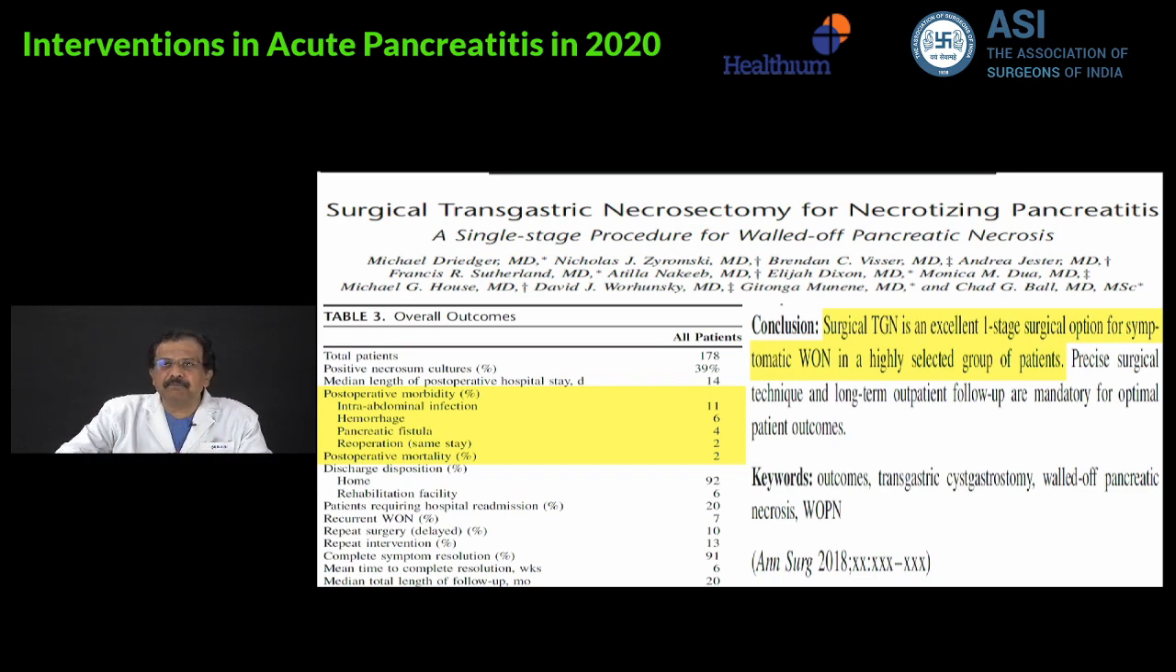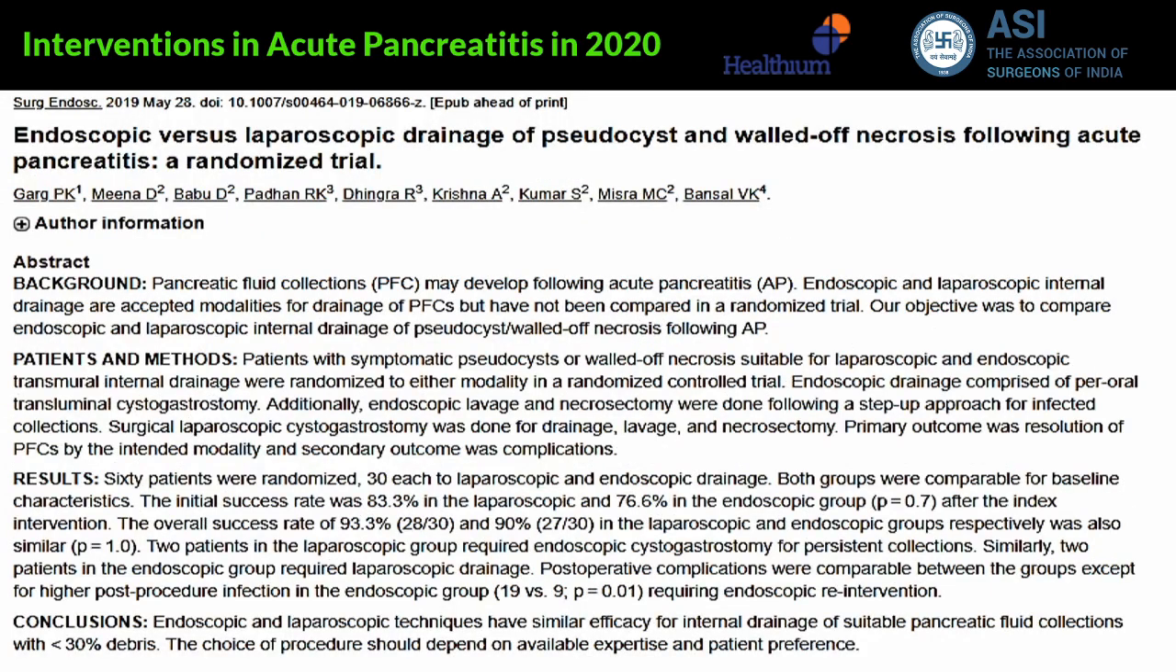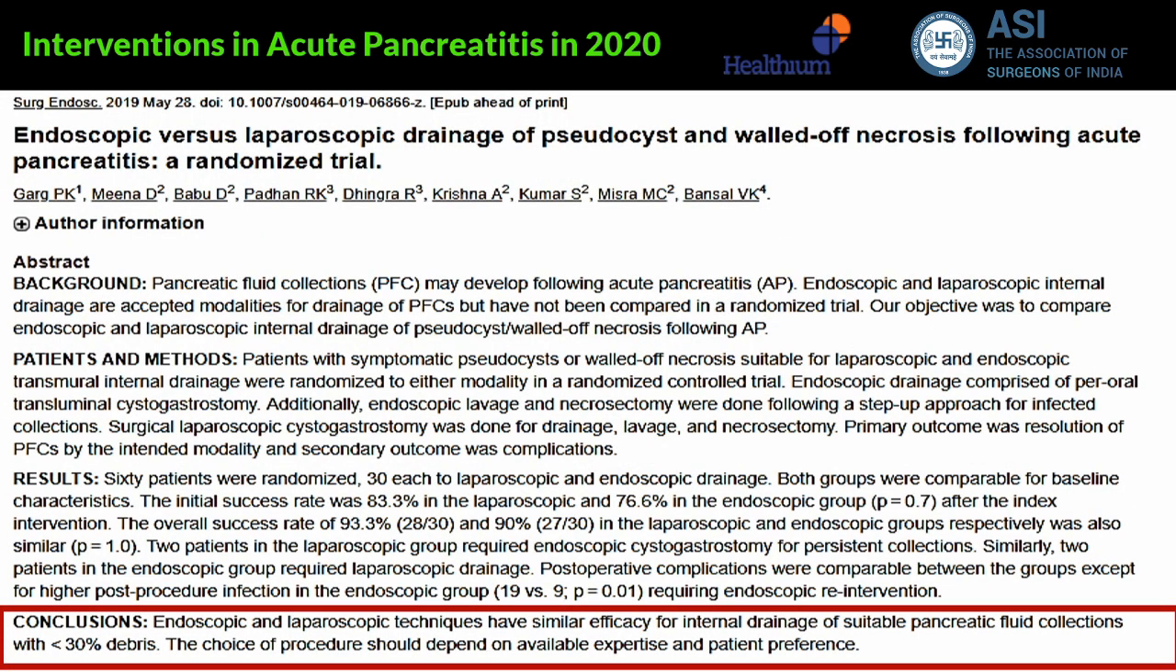If these patients were to be compared with endoscopic and surgery, especially patients with good approximation to the stomach, these patients seem to be doing very well. And there is a beautiful randomized trial which has come from All India Institute of Medical Sciences, which shows that whenever we have a patient with less than 30% debris, whether you call them pseudocysts or walled-off necrosis, the endoscopic and laparoscopic techniques seem to have equal efficacy for internal drainage. So this is the randomized trial that has come from our own country, again to show that patients with less than 30% debris, good approximation to the stomach or duodenum, do very well with endoscopic or laparoscopic drainage.